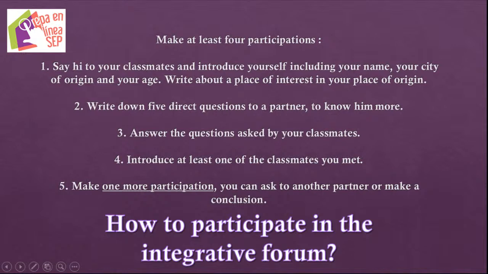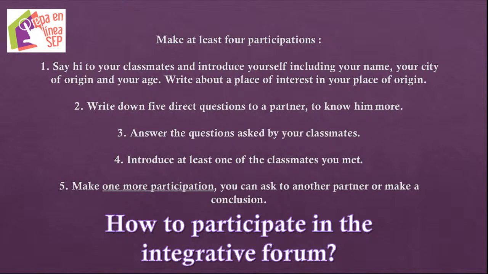So in the first contribution I have to say hi to one of my classmates and introduce myself, including my name, my city of origin, and my age. And I have to write about a place of interest in my place of origin, or where I live. So I have to say it like this: My name is Maria Fernanda Pradibarra. I live in Guadalajara, Jalisco. I'm 31 years old. One of the main places of interest in my city is Minerva Round, for example.